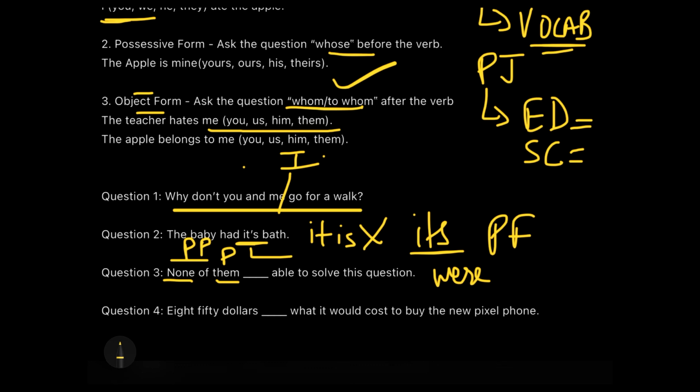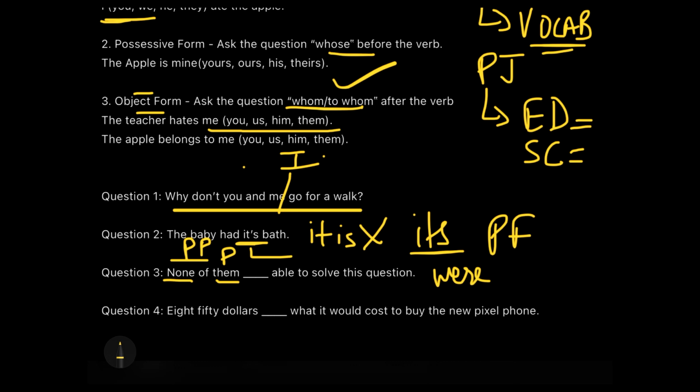Now question number 4, try it, answer it in the comments, and then check back the answer here. $850 dash what it would cost to buy the new Pixel phone. Is or are? What do you think? $850 is or are what it would cost to buy the new Pixel phone.